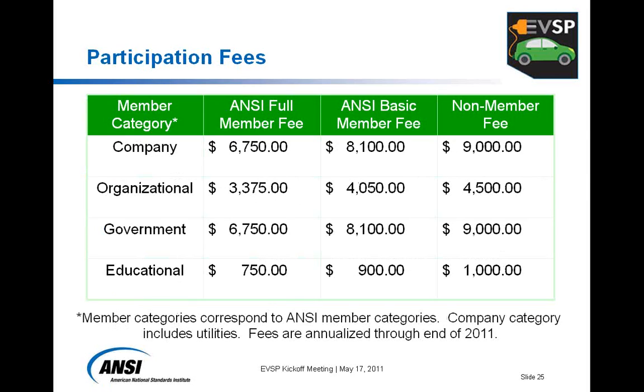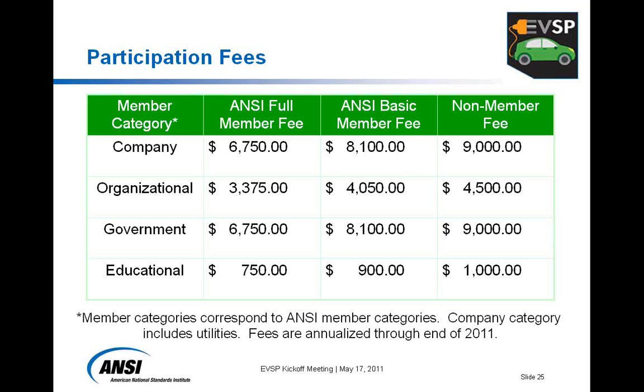So what are the participation fees? As with everything that is done, there's always a cost associated with any activity that we undertake. This is the fee structure that has been put together. So again, for the categories down the left-hand side, company, organizational, government, educational, then there are three basic fee areas. And let me talk about the first two columns. ANSI essentially has two membership categories. An ANSI full member category that basically is someone that has subscribed within ANSI to the full range of services that ANSI offers. There's also an ANSI basic member category, which is what we sort of refer to as kind of the entry level, and it starts out with the basic, and there are other a la carte services that can be done. And then there are folks that are non-members of ANSI.